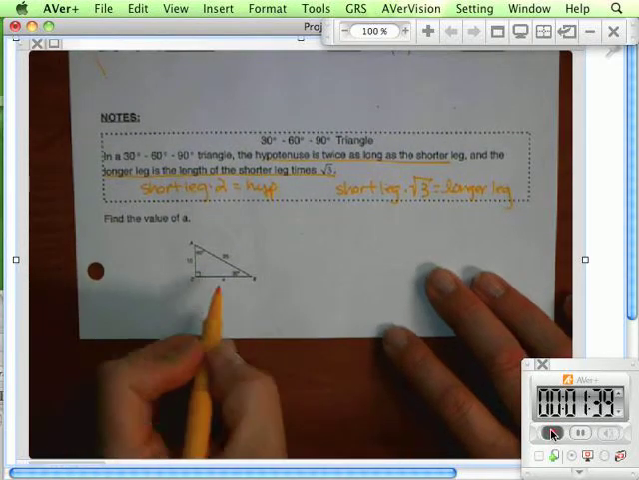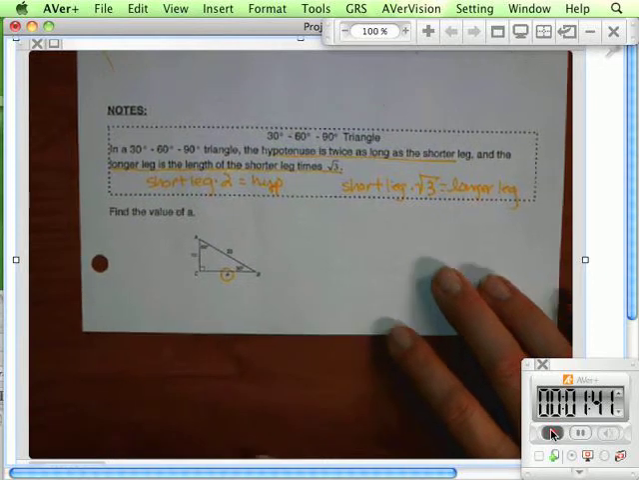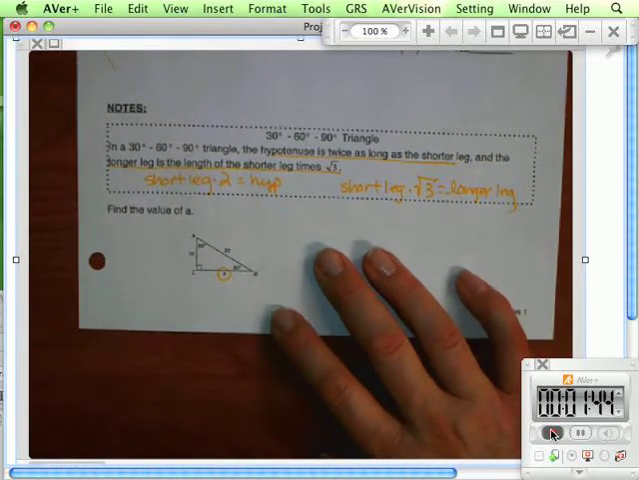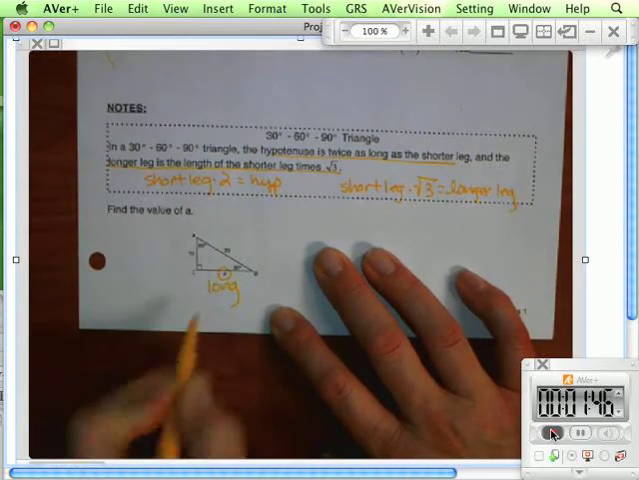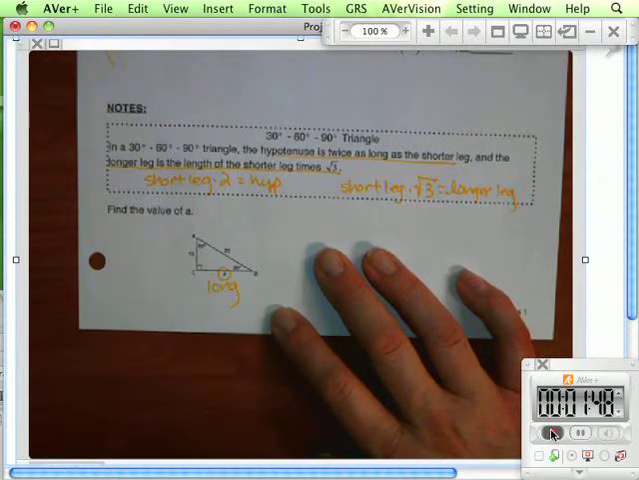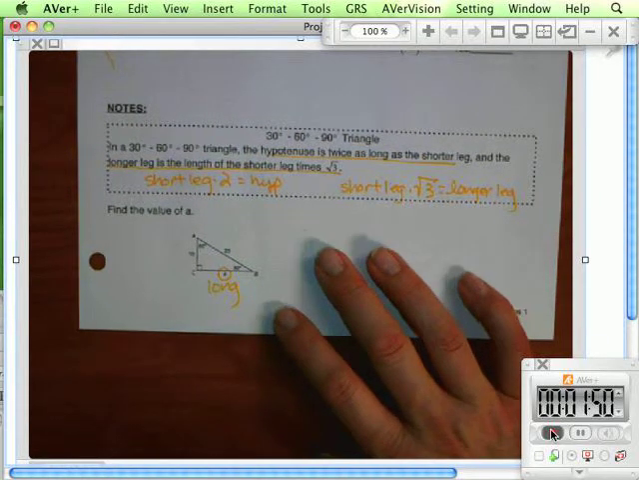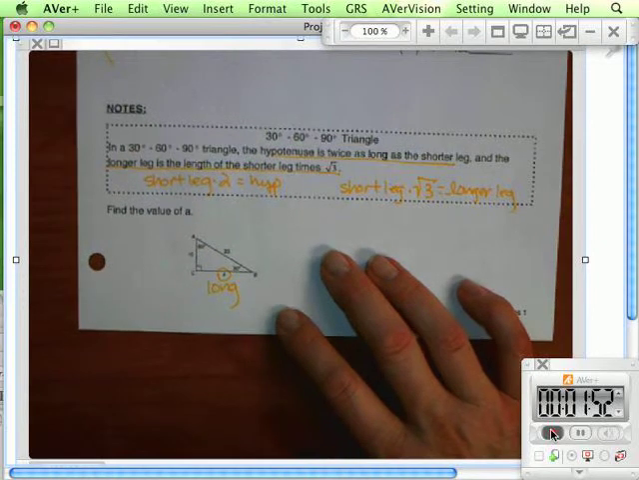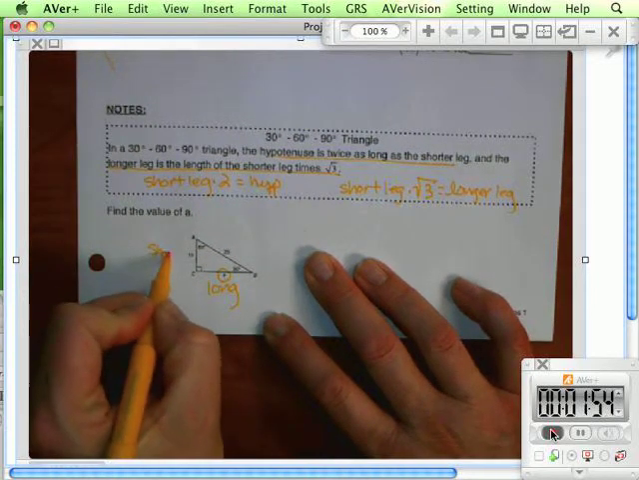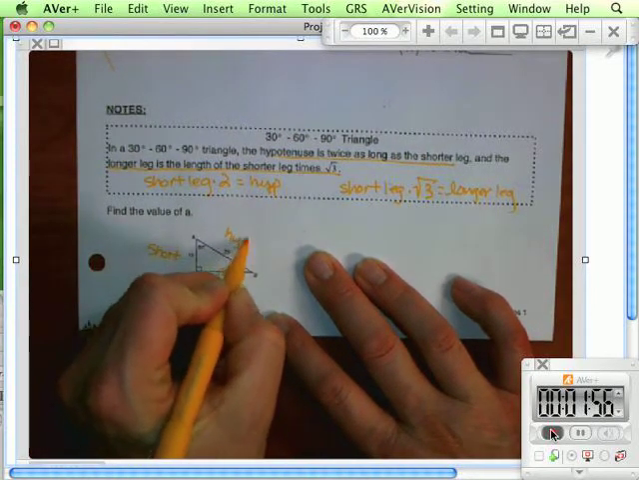It says find the value of A. So is that my long leg or my short leg? Can you see that yellow? Aiden, should I change colors? This is the longer leg. This is the short leg. This is the hypotenuse.